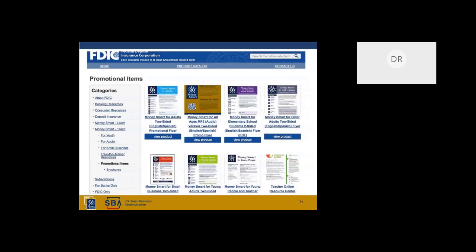Again, here's a snapshot of the current version of the FDIC catalog. This is where you'll be ordering things. If you want the MP3 files, the CD-ROM files that I mentioned, or if you need any collateral to help promote the event, bilingual flyers in English and Spanish, I know that they're available there. So they're there for your use.